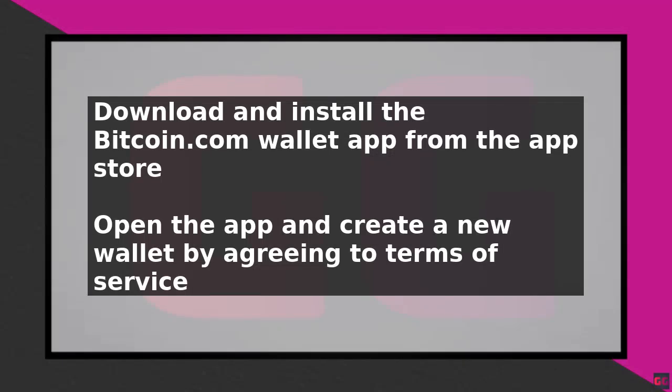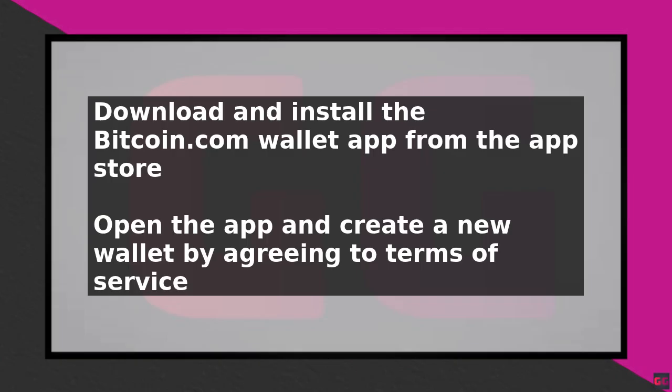To get started with the Bitcoin.com wallet app, first download and install it from the App Store on your mobile device. Once installed, open the app and click on Create a new wallet. You will be prompted to read and agree to the terms of service. Then set a strong password to secure your wallet.